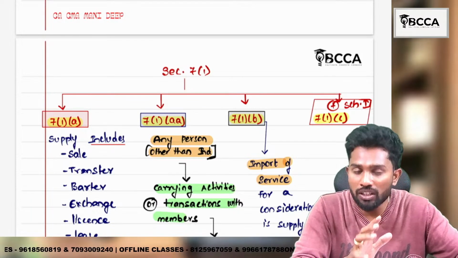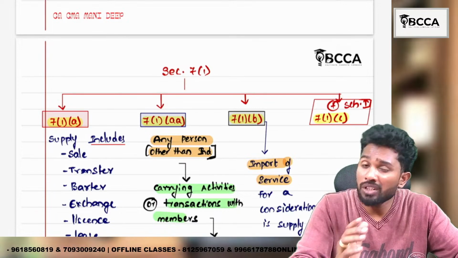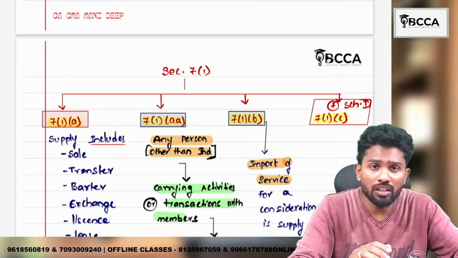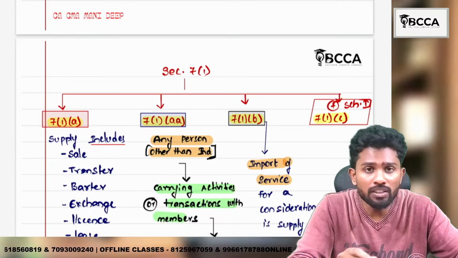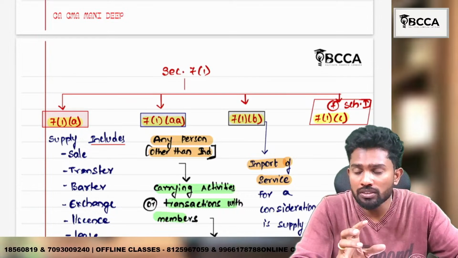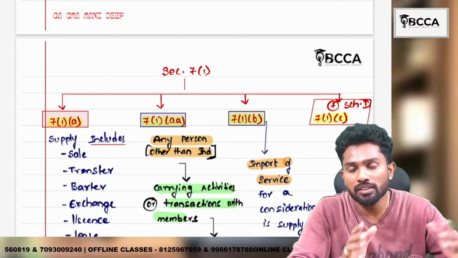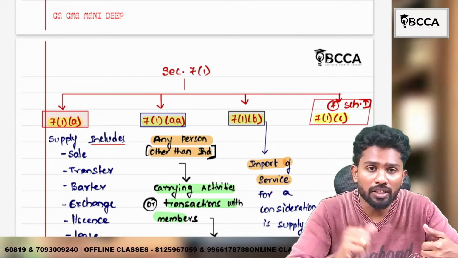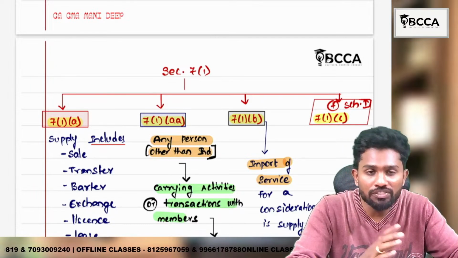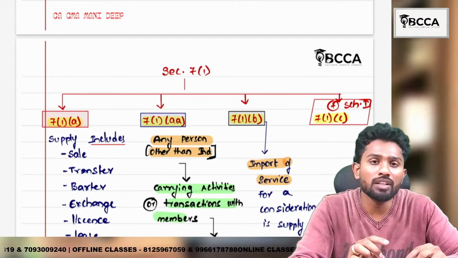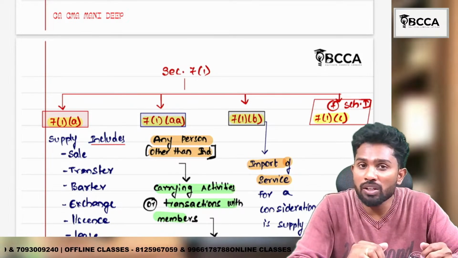7 subsection 1 helps us in deciding when a transaction can be called as supply. Under 1 also there are again subclause A, subclause AA, subclause B, subclause C. In all these provisions we will be determining whether a transaction amounts to supply or not. Then we will come to 7 subsection 1a. Once a transaction is classified as supply, then we'll go to 7 subsection 1a and identify or classify it as whether supply of good or supply of service.